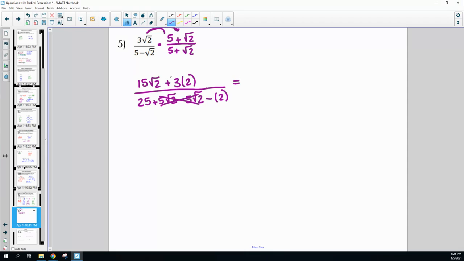So now on the top, I'm going to put the 6 first, 3 times 2, plus 15 square root 2 over 25 minus 2, so 23.